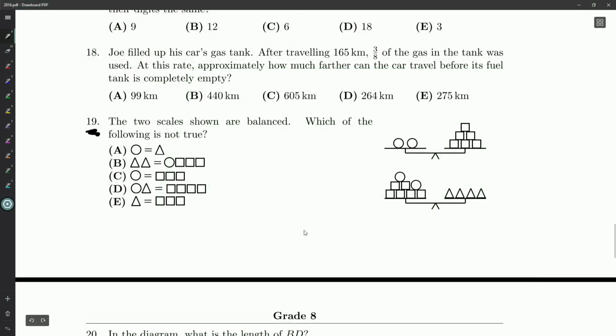We're on question number 19. It looks like we have some balanced scales with shapes. Two scales shown are balanced. Which of the following is not true?